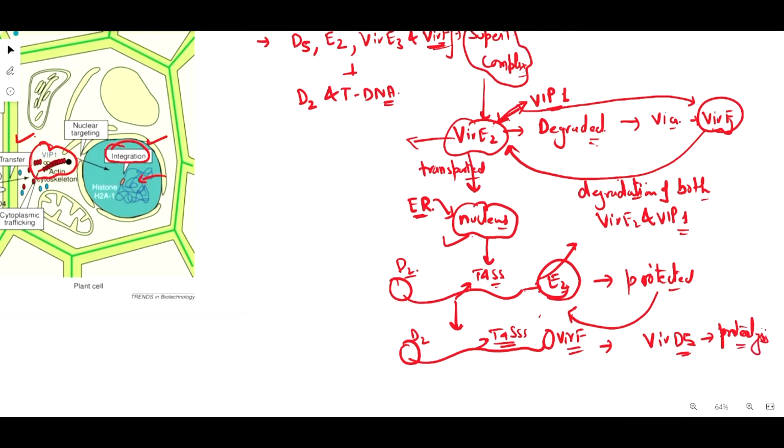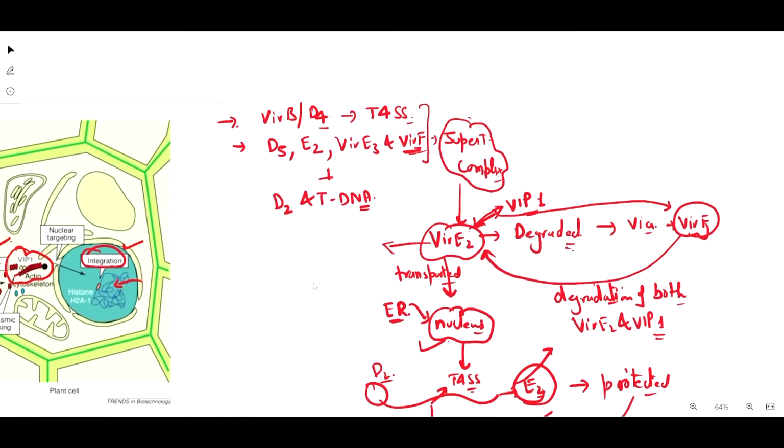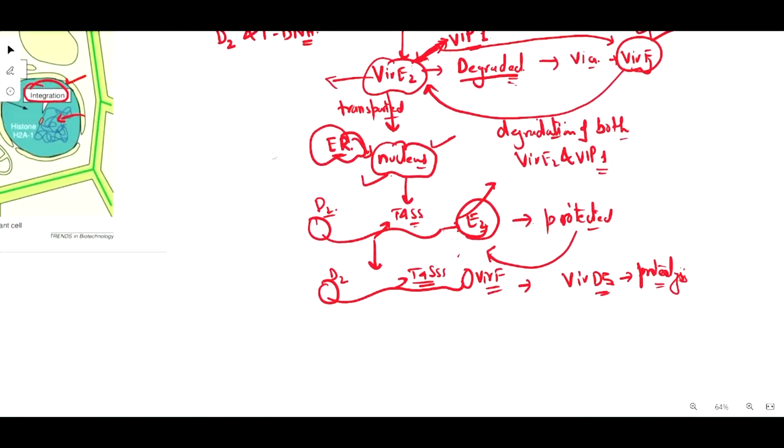You need to remember that when it enters the cytoplasm, this is called the super T complex. As it is trafficked towards the nucleus by the endoplasmic reticulum, the VirE2 protein interacts with the VIP1 protein, which gets degraded by the VirF protein. And this VirF protein with the T-DNA complex gets protected from proteolysis by the VirD5 protein. So each and every Vir protein has some special function here. You need to remember that.